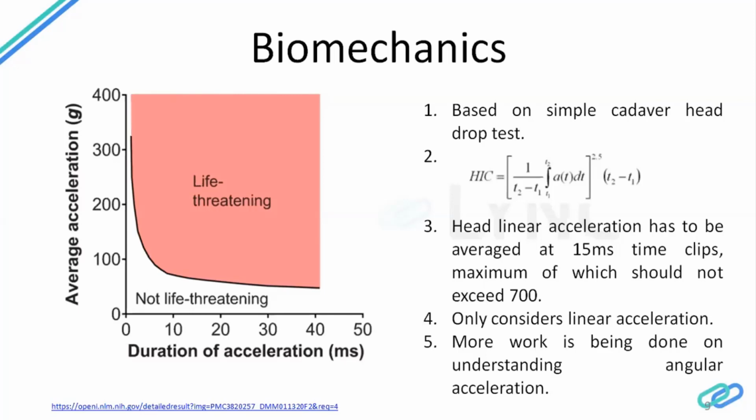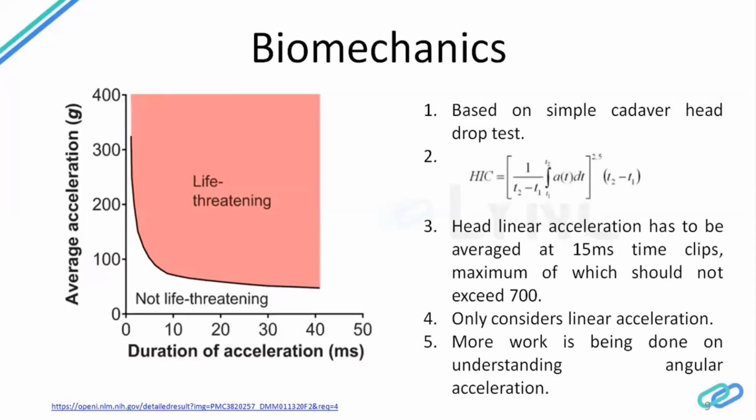Now that is not very accurate, but still it was the best you could do at that time. Even today, that is the best you can do. There are reasons for it. And they came up with this curve. This curve is basically the average acceleration and the duration for which that acceleration is applied. It makes sense, right, that a very high acceleration for a very short duration can be life threatening, as well as a very small acceleration for a very long duration of time.